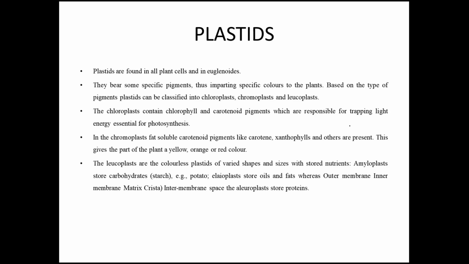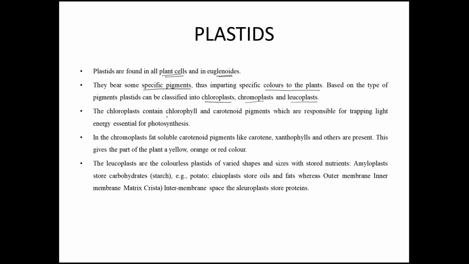Now, plastids are found in all plant cells and in euglenoids. They bear some specific pigments which impart color to the plant. Based on these pigments, we can classify them into three categories, that is chloroplast, chromoplast, and leucoplast.